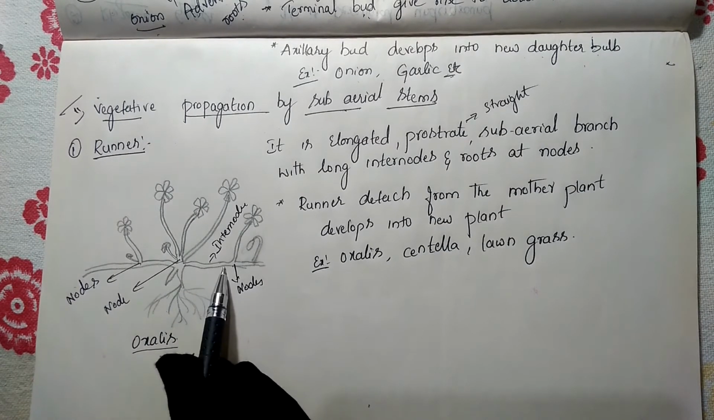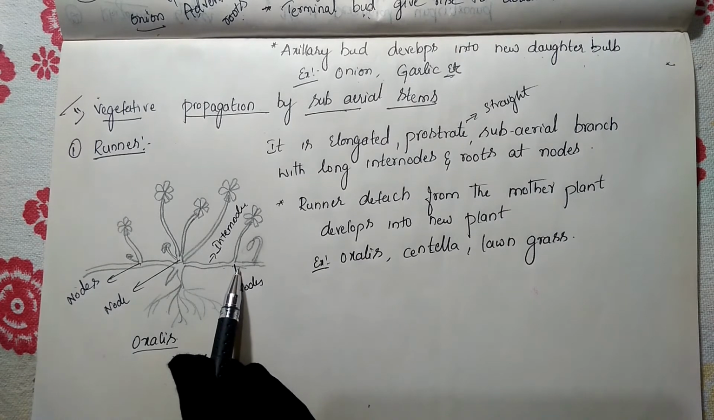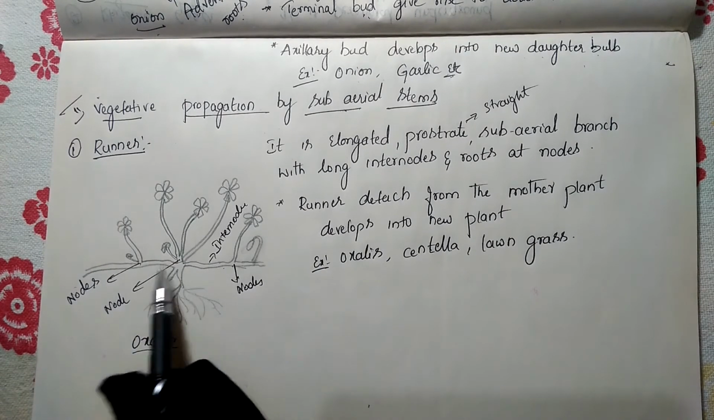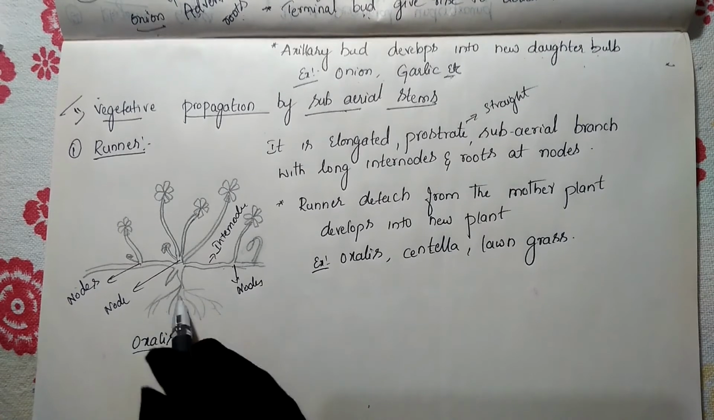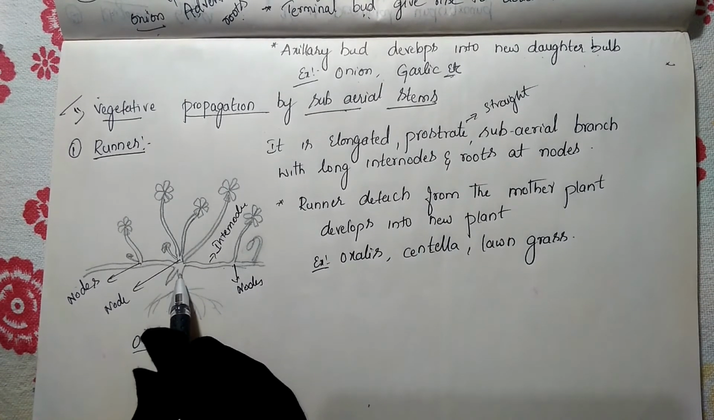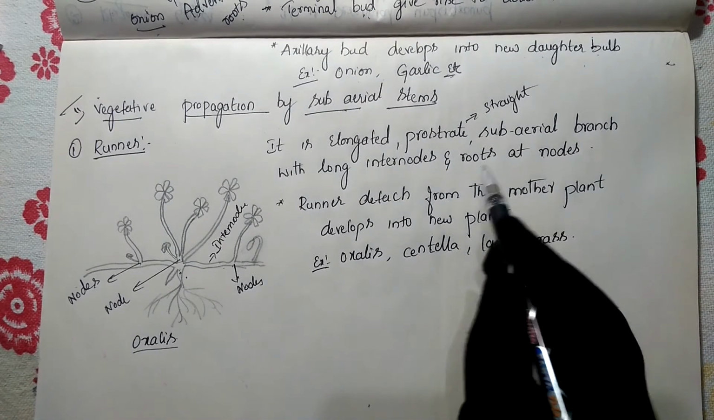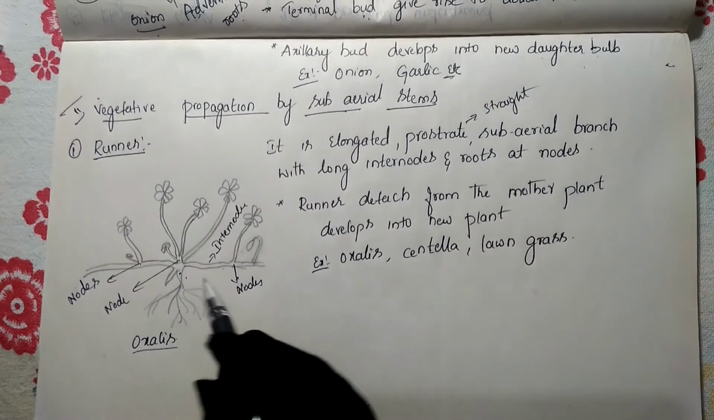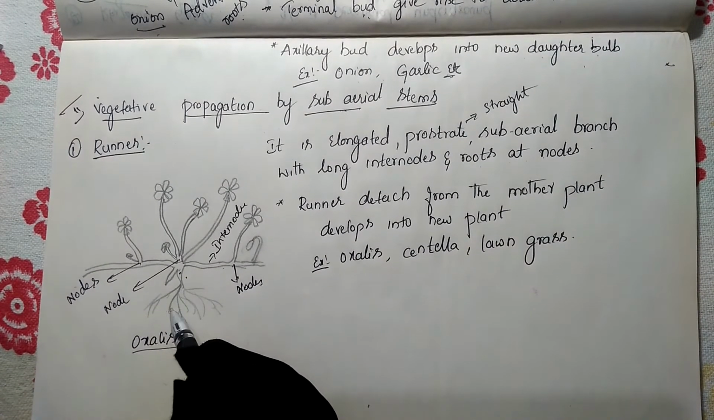The internode gap will be long. And what does it contain? Roots at the nodes. So roots arise here. These are all the roots. What type of roots? These are adventitious roots. From which part do the roots arise? Roots arise from the nodal region. Roots at the node means roots arise from the nodal region.